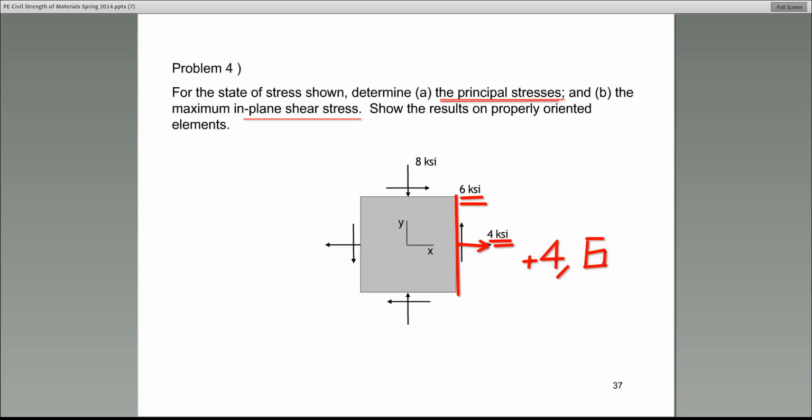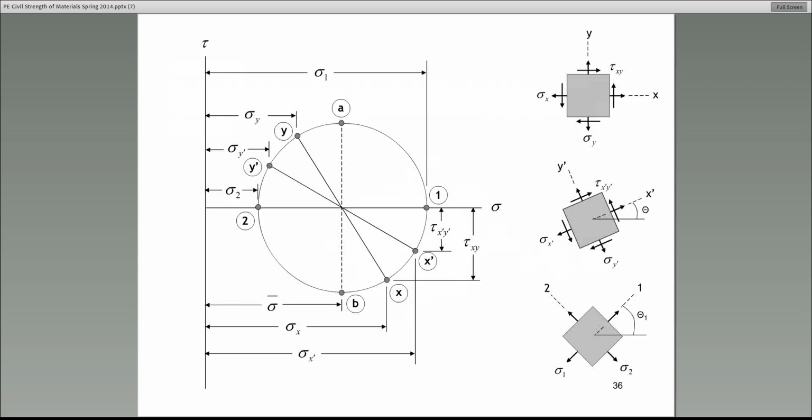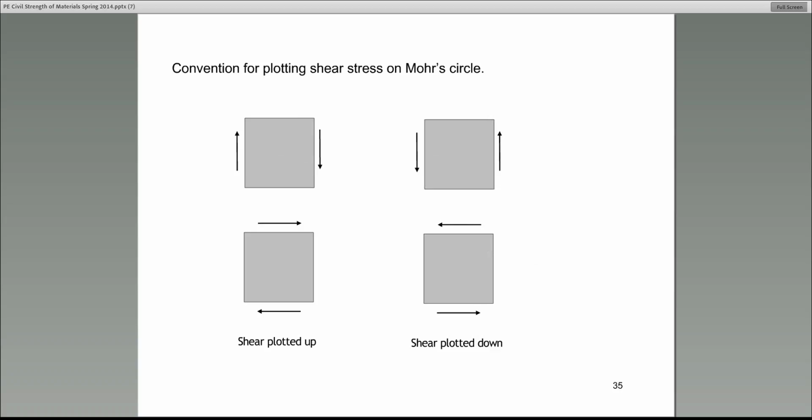Well, let's go back to 2 or 3 slides before. This is how you decide. Shear plotted down is negative. On this page, look at this. That's the face we were looking at. If on that face the shear stress is acting upward, like it is for our problem, is that plus or minus? It says plotted down below the x-axis, so it's minus. All right?